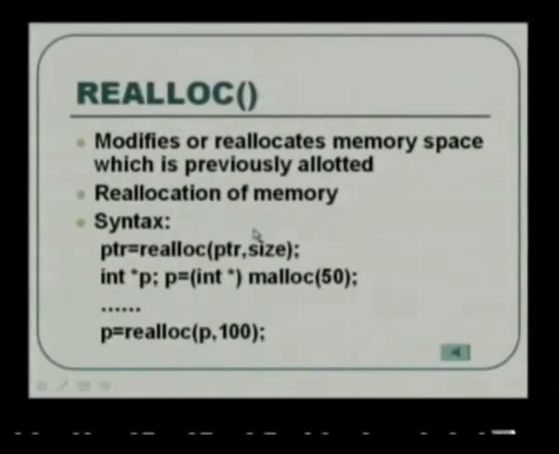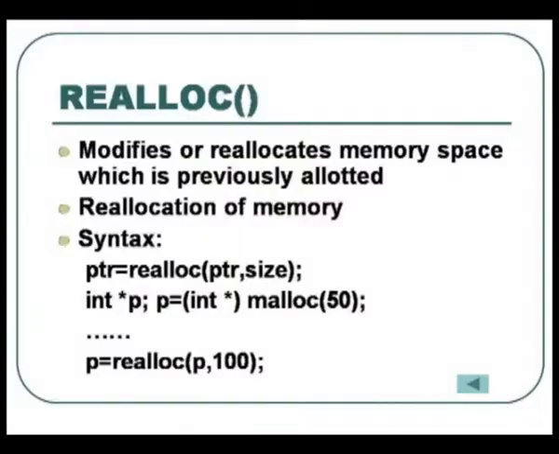Realloc is nothing but reallocation of memory. So malloc and calloc are used for initial or first time allocation of memory to variables, whereas realloc is used when memory is already allocated, but you want to make some modifications in that, you want to reallocate that memory from the existing memory space to somewhere else in the memory where it is free. So this modifies or reallocates the memory space previously allotted. It is also called reallocation of memory, that is the short form of realloc.